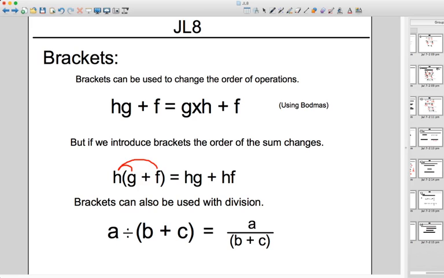Brackets can also be used with division, so a divided by b plus c will give you a fraction with the numerator as a and the denominator as b plus c.